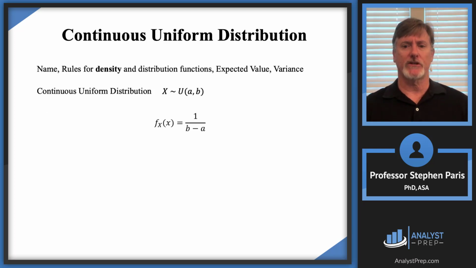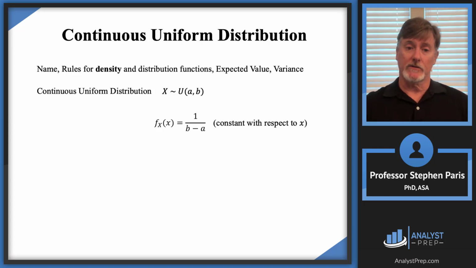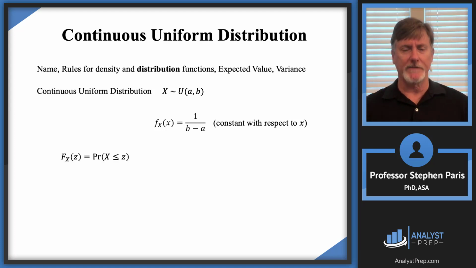When we see a density function that is constant with respect to the variable x, then you're dealing with a uniform distribution. Let's move on and look at the distribution function. The distribution function is defined to be this probability, and once we have a rule defining the density function, then the distribution function is just an integral of that density function over the values defined by cap X being less than or equal to z.